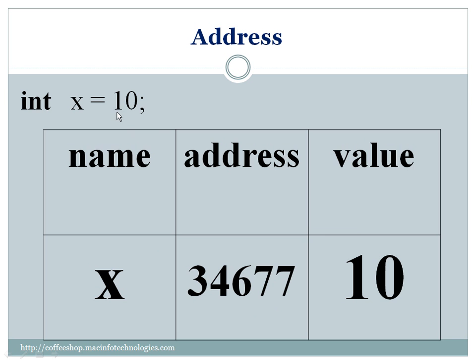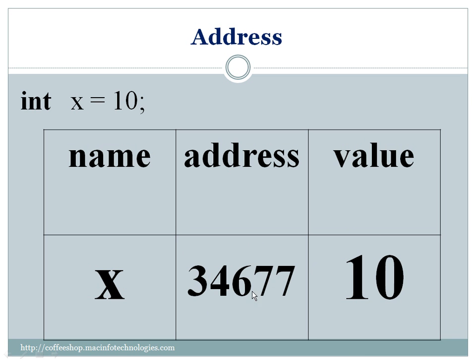And the value 10, whatever value we gave, will be saved in that location, in the location 34677. This number can be different. When you compile a program, the compiler can assign 34677 at once. When you compile the program again and run it the second time, it can assign a different memory location. It's not guaranteed that it will be the same memory location every time.